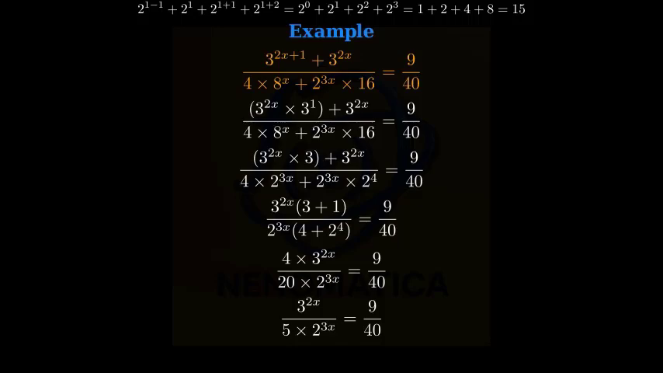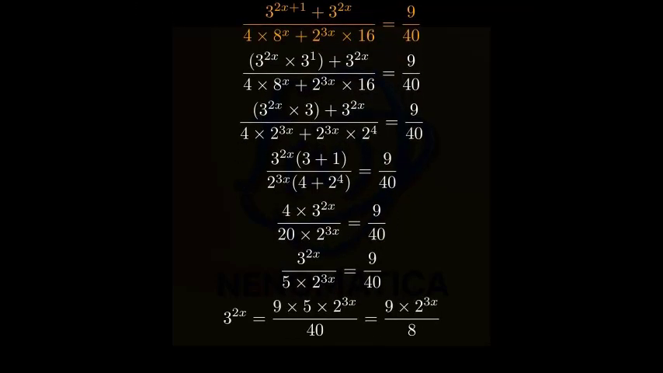Multiplying both sides by 5 times 2 to the power of 3x, we get 3 to the power of 2x equals 9 times 5 times 2 to the power of 3x divided by 40. Simplifying the right side, we get 3 to the power of 2x equals 9 times 2 to the power of 3x divided by 8. Now, we need to create a ratio of similar bases.